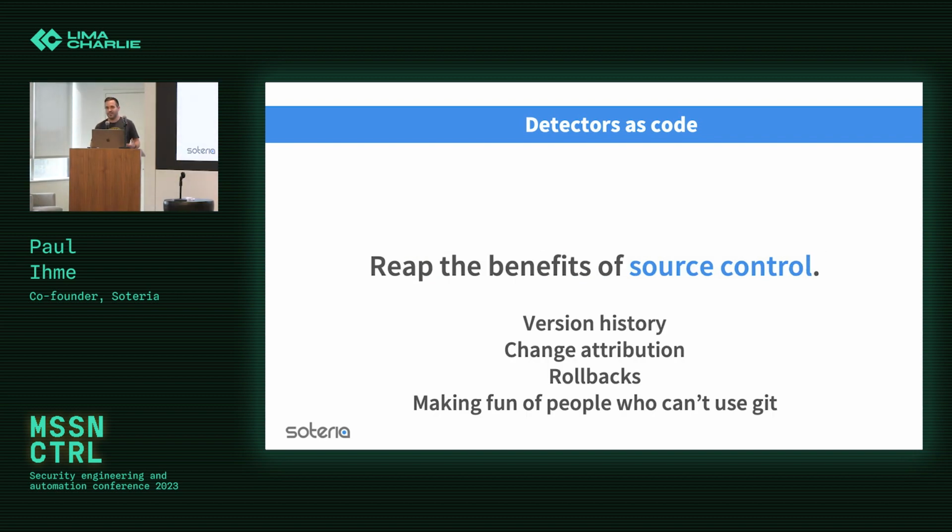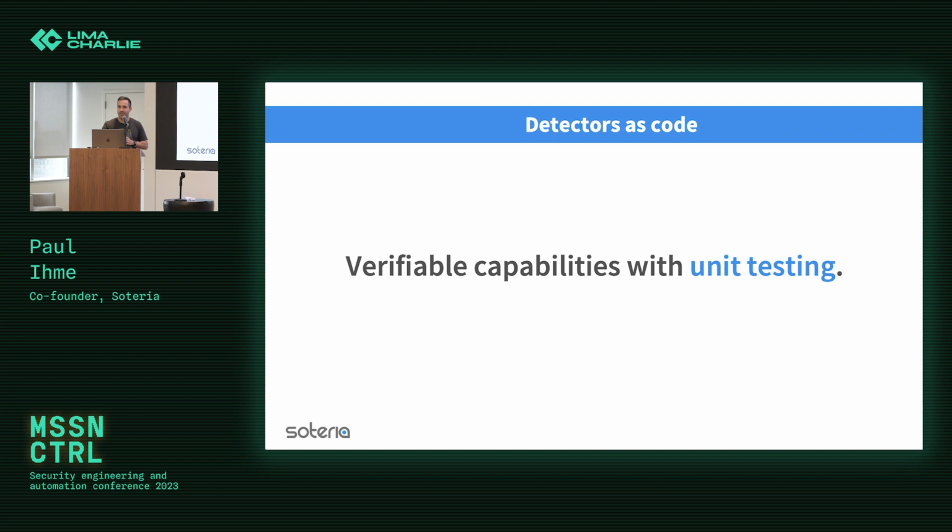And finally, detectors as code allows you to reap all the other benefits of source control, right? So version history: I want to know every change that's ever been made to this rule for the history of that rule. I want to know who's changed it, when, why, how. You can attribute those changes to the people who do it. If you screw something up, you can roll back to the last version, knowing that it'll still be there, and you can make fun of your colleagues who don't know how to use Git, which is always fun.